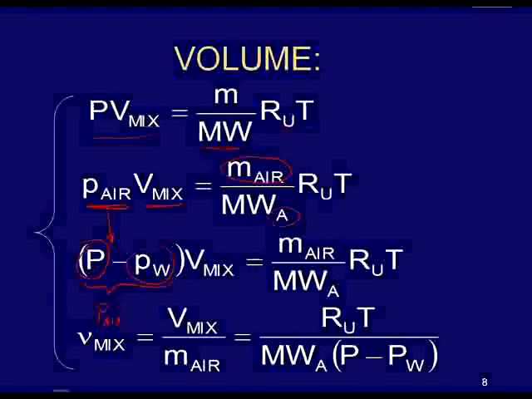Then we can find the volume of the mixture per mass of just air. Solving, this is equal to RT over the molecular weight of air times (P minus P of the water). And that gives us an ability to calculate this volume of the mixture in these, I would say unorthodox units, where it's the volume of the mixture per mass of just the air in the mixture. Per kilogram of air, let's say, or per pound of air if you're using English units.